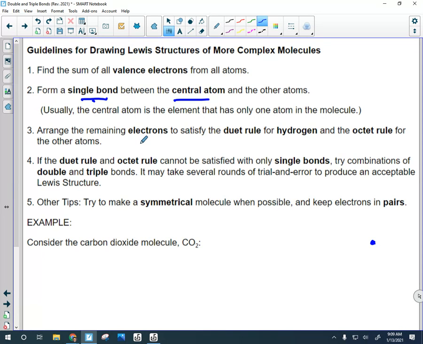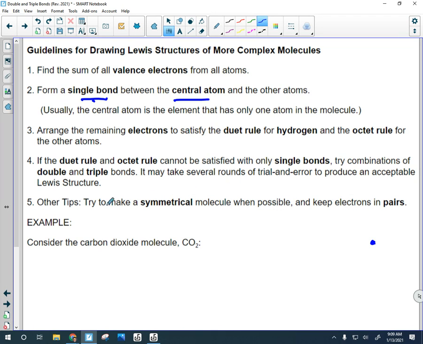If you run out of electrons on step 3, once you've formed your single bonds, try to fit in the remaining electrons to satisfy the duet rule for hydrogen and the octet rule for the other atoms. You may not have enough electrons to make it work with single bonds. If the duet rule and the octet rule can't be satisfied with single bonds, you have to start trying combinations of double and triple bonds. Okay? It's kind of like a puzzle. You might get it on the first try, you might not. You might struggle with it a little bit. The more you do these, the easier they get.